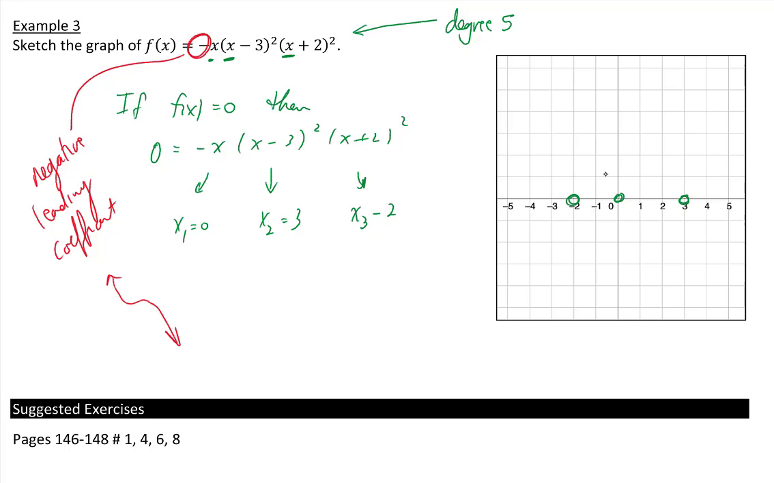So let's go that way. So that means it's going to come from positive infinity at -2. It's of order 2, so it's going to make a parabola. Then it's going to go through 0. Since 0 is order 1, it's going to be a line going through 0. And then for the 0 at 3, it's of order 2 again, so it's going to be a parabola touching that 0. And then we just add our arrows. And there is a rough sketch of this polynomial function.